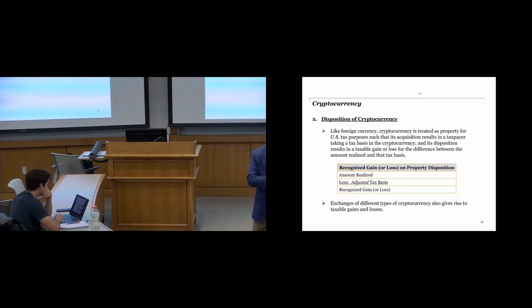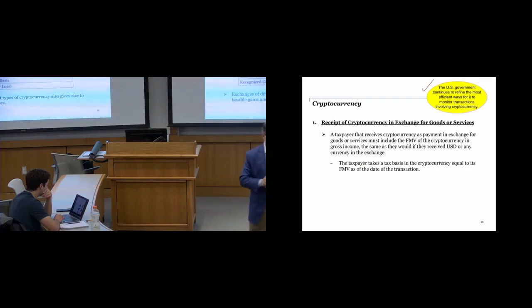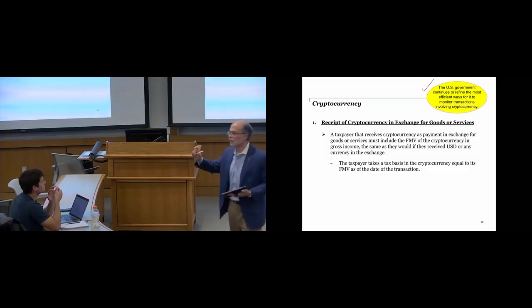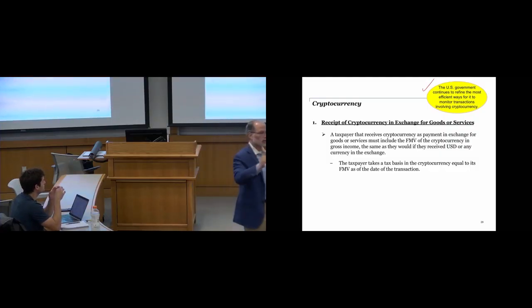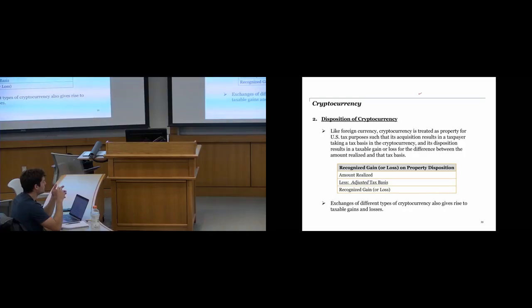And I put up here, just as a reminder, the government is constantly working on ways to try to track crypto transactions. So they're putting a lot of onus on the exchanges that do this and the financial institutions that are involved in this, so that there's reporting involved in this. So, like foreign currency, cryptocurrency is treated as property. The acquisition results in taking a basis in the crypto, and disposition results in taxable gain or loss for the difference between the amount realized and the tax basis.